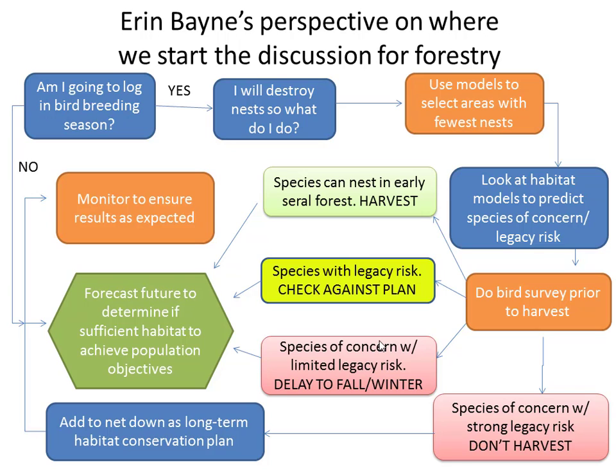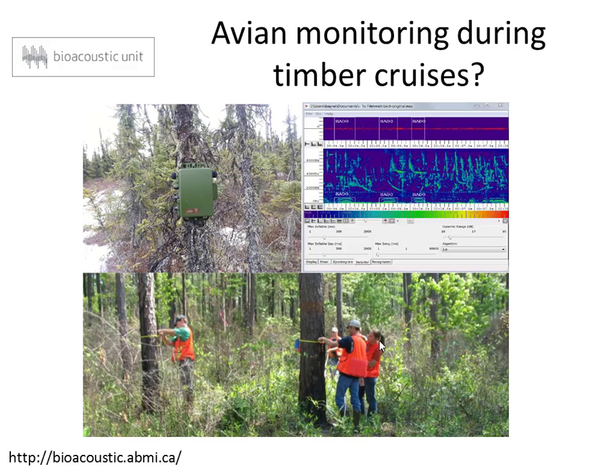If it's an olive-sided flycatcher, they can live in a cut block, but I don't want to disturb them in the year that they're there, so maybe we should delay to fall or winter. If it's a species with a legacy risk, but there are lots of them left, maybe we assess and check against our plan to see if it makes sense from a modeling perspective. But there are lots of places where the birds that are there are going to be tolerant. The next year they'll be back in there and they'll be re-nesting. Maybe that's a different way of thinking of it. I just want us to have this discussion. I'm not saying this is the right solution, but I think it's an important thing that we start talking about.